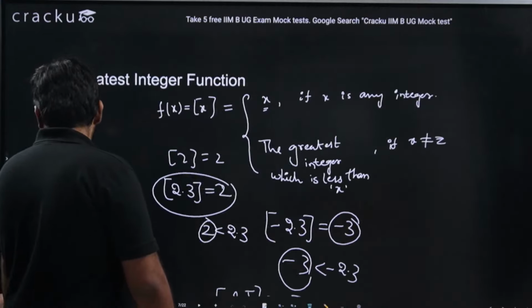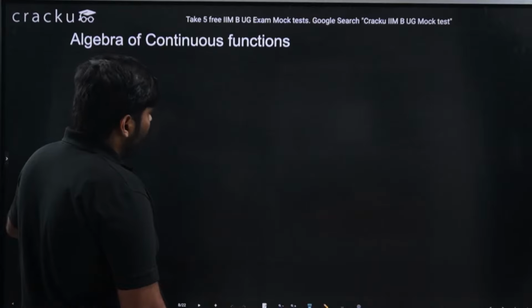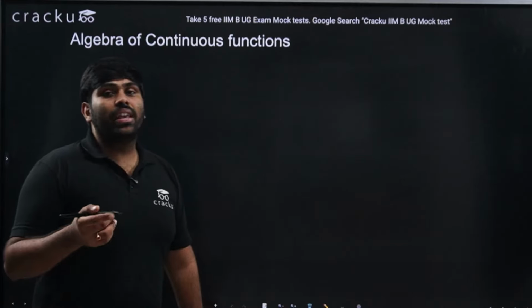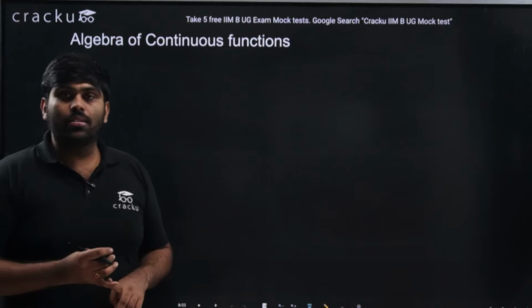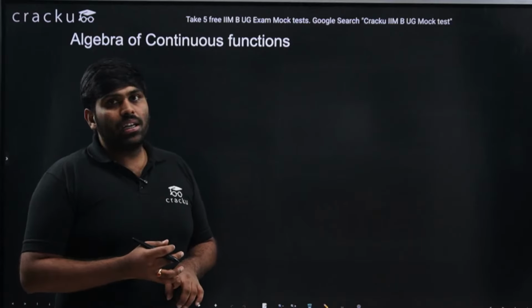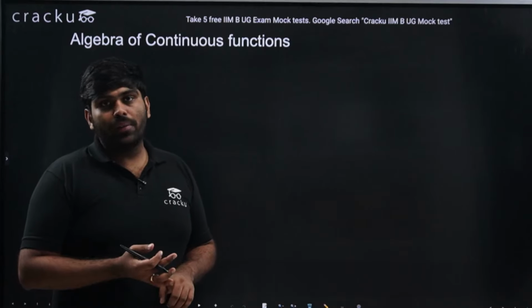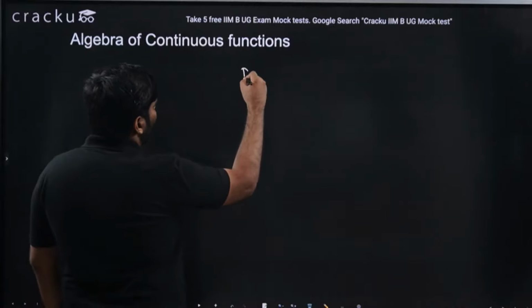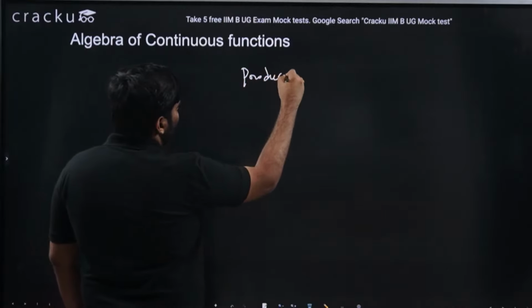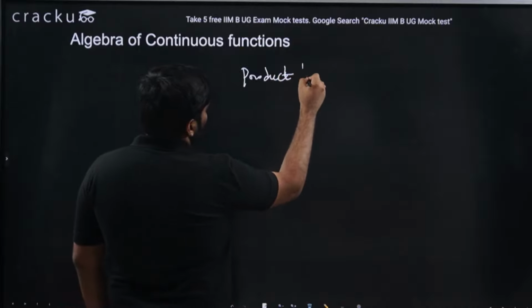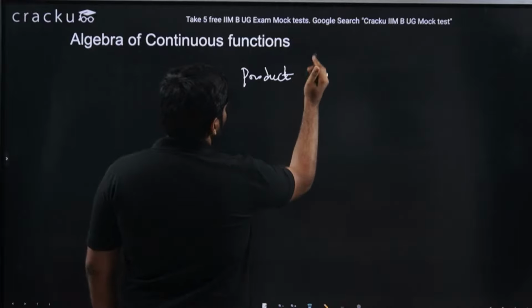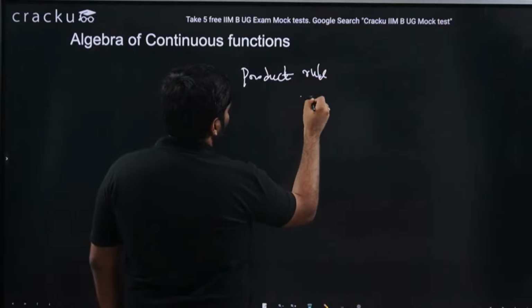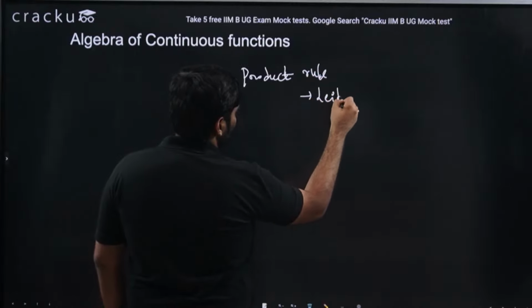Algebra of continuous functions. In yesterday's session, we have taken this algebra on limits and derivatives. On derivatives, we did the UV rule and U by V rule, the product rule. For the people who have seen yesterday's session, the product rule is also usually called the Leibniz rule.